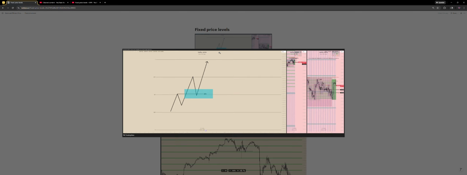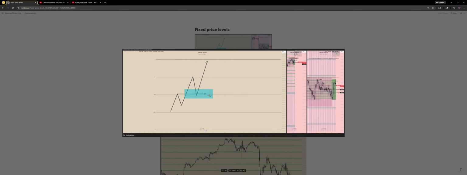Here's a quick video on the fixed price levels and how I've been implementing them into my current trading process. Obviously there's two ways to trade with market maker models: internal to external and external to internal. So this is the internal to external example, where we're expecting continuation to the upside.